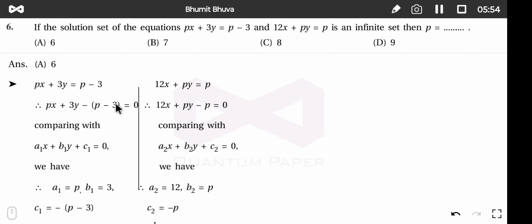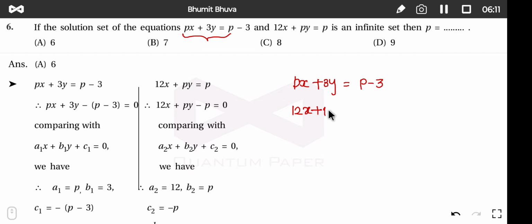Look at the next one. If the solution set of the equation px plus 3y is equal to p minus 3, and the second equation is 12x plus py is equal to p. So you can see that it is given in the general form. What is given? The solution set is infinite. Then what is the value of p?